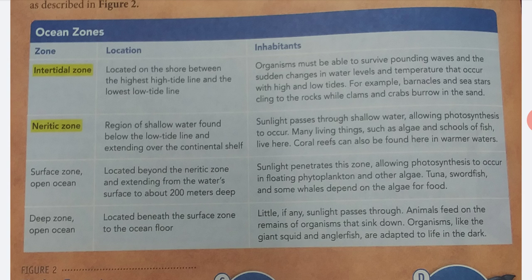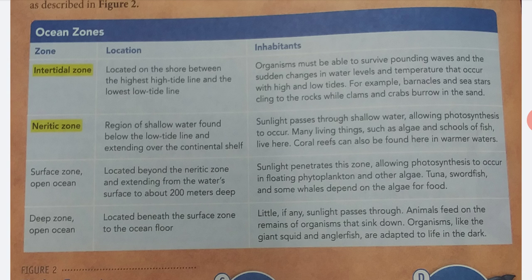Surface zone, open ocean. Located beyond the neritic zone and extending from the water surface to about 200 meters deep. Sunlight penetrates this zone, allowing photosynthesis to occur in floating phytoplankton and other algae. Tuna, swordfish, and some whales depend on the algae for food.